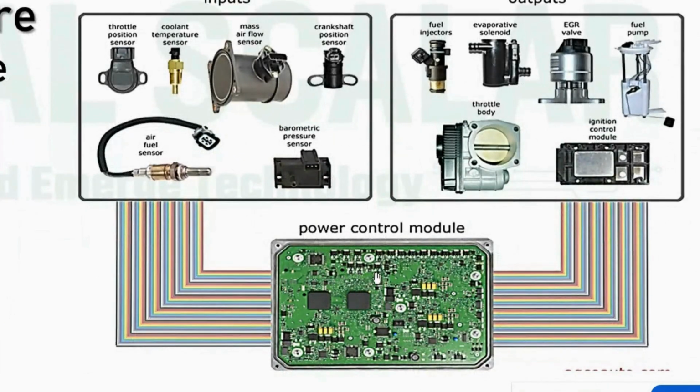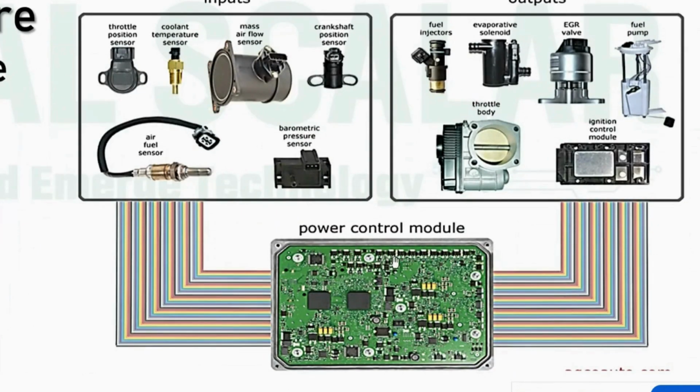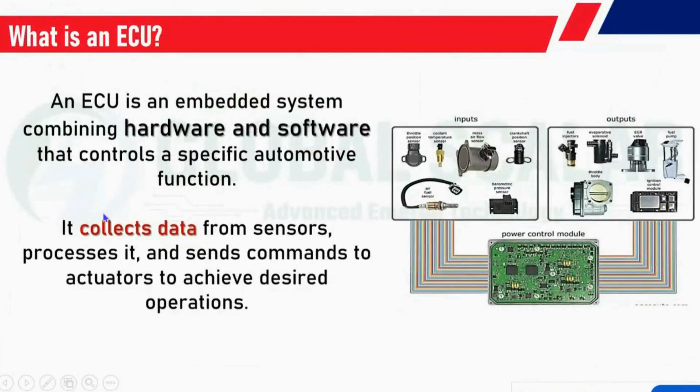Here the ECU is the microcontroller. It will take these inputs and process the outputs, such as the timing of the fuel injection, specific to the air and the fuel. Next we have the EVAP solenoid, the EGR valve, fuel pump, ignition control module, and throttle body. Those are the essential output components that we configure to the hardware. The ECU collects the data from the sensors, processes it, and sends commands to the actuators to achieve the desired operation.